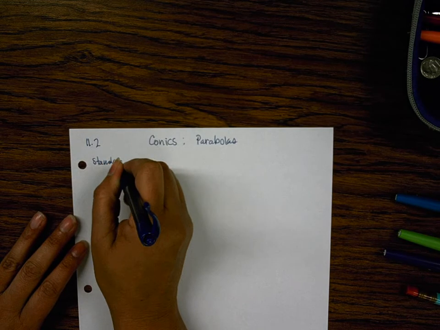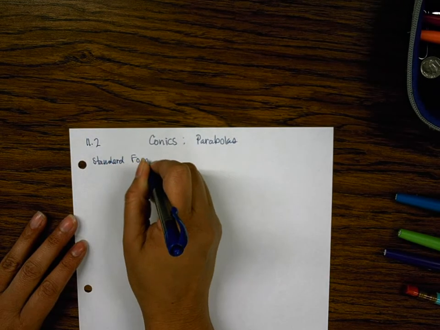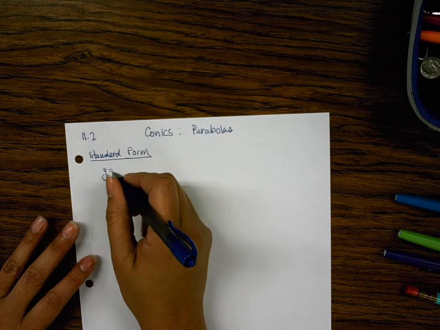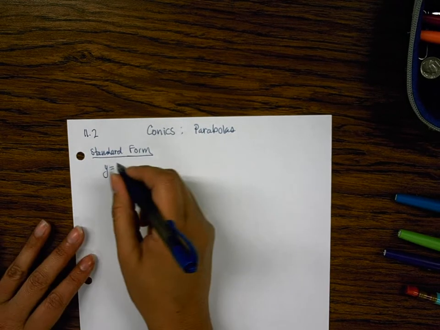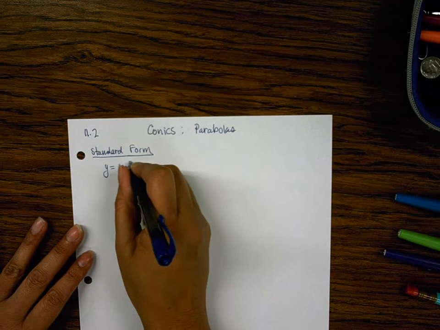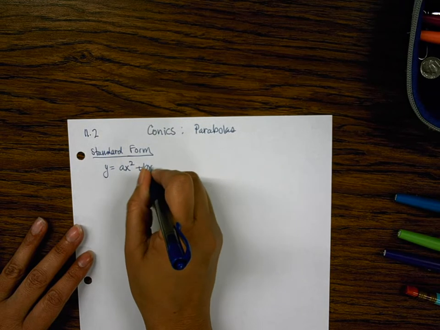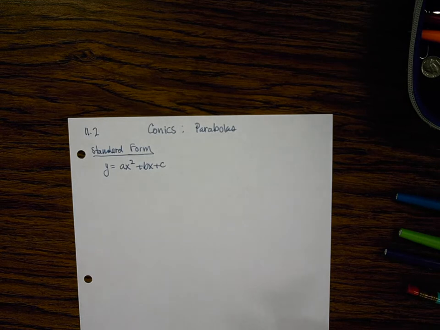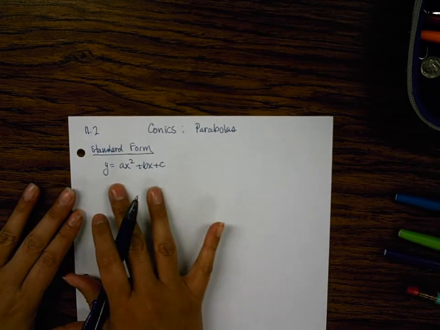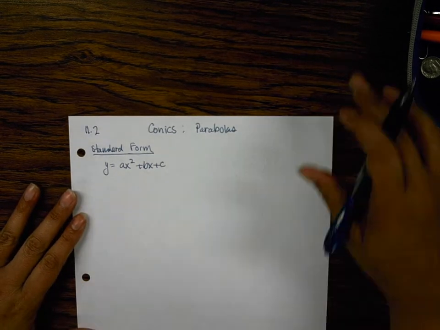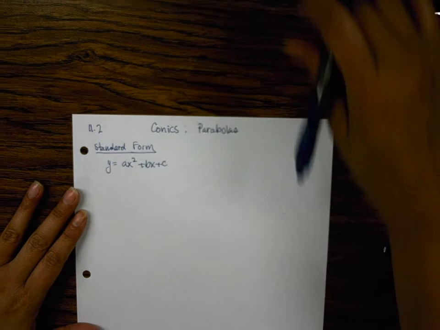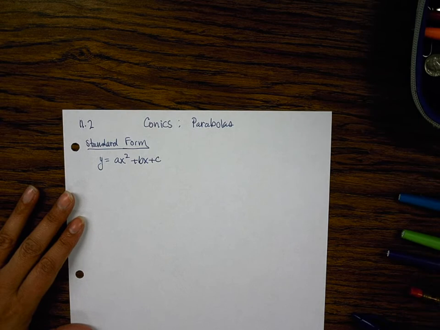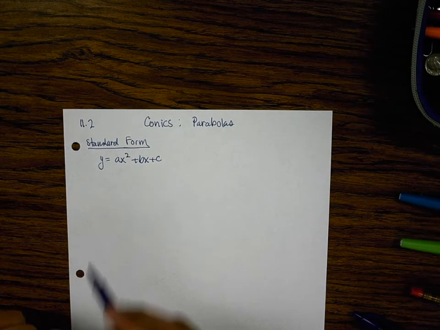Okay, first thing we're going to review is standard form. Different textbooks, different people call standard form different things. For us, we're going to call this standard form, which is the same standard form that we used in Math 2. I'm not sure what you called standard form in Math 3, I would have to check. But y equals ax squared plus bx plus c is what you did use in Math 2.